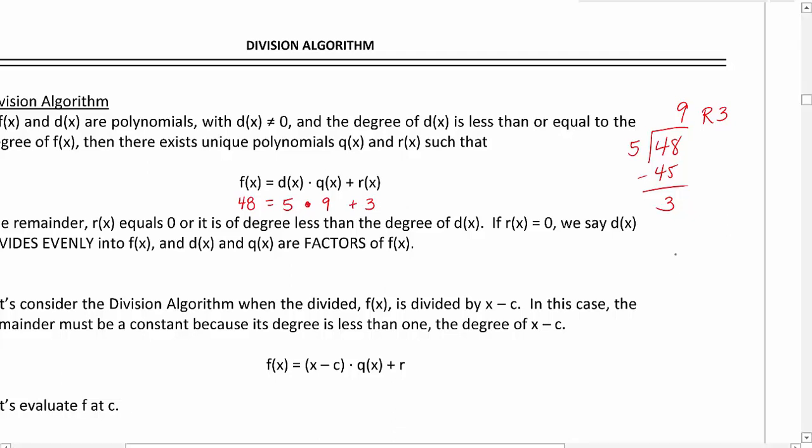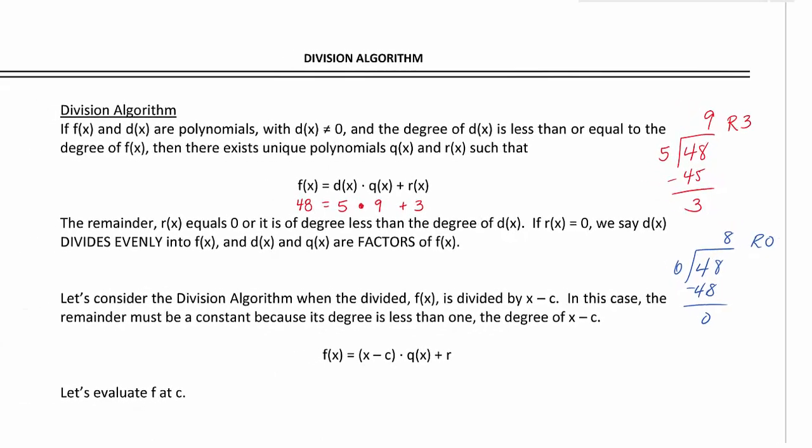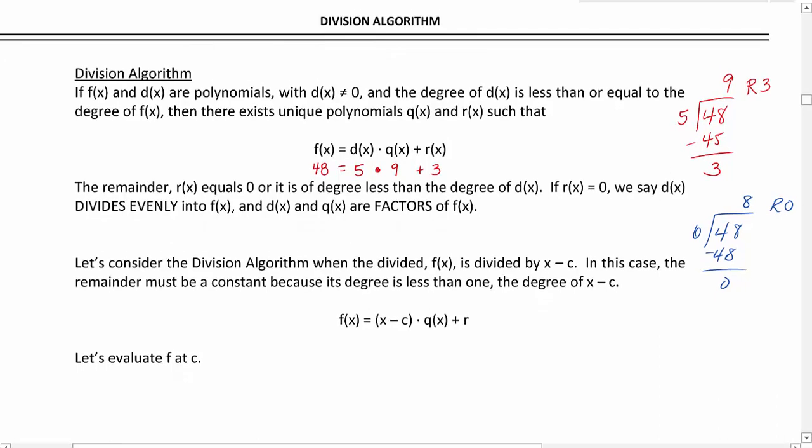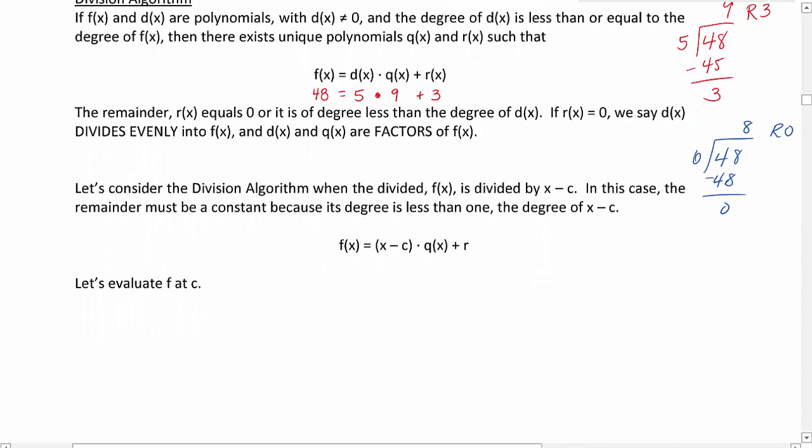Now, if we took our number 48 and we divide it by 6, and it goes 8 times, and we get a remainder of 0, then we say that both d of x and q of x, our divisor and our quotient, are both factors of our original f of x, and that's true. We would say that 6 and 8 are factors of 48. So it's something that we've done a long time, just looking at it a little bit deeper.